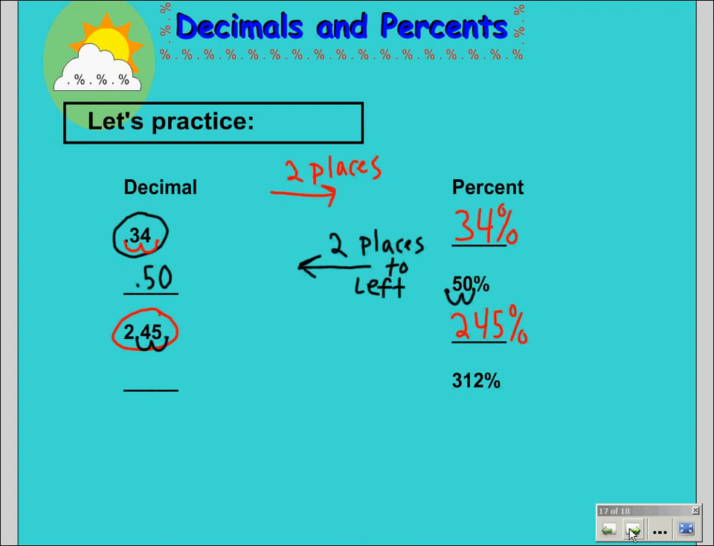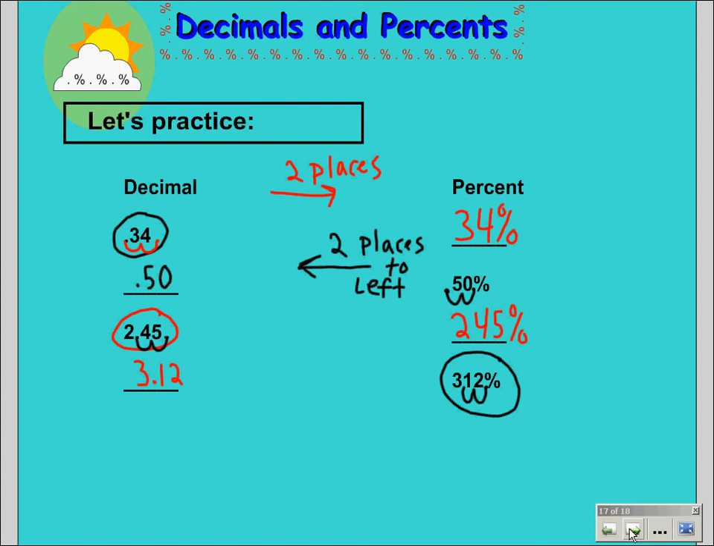And last but not least, we're going to look at a 3-digit percentage number, 312%. The decimal still is in the exact same spot between the last number and the percentage sign, and our rule is still the same. We want to move our decimal 2 places to the left, between the 3 and the 1, giving us a decimal of 3.12.